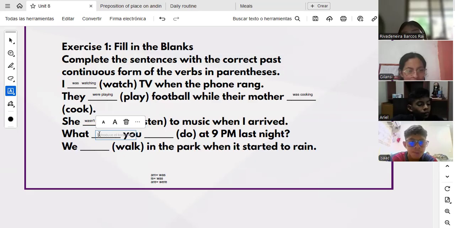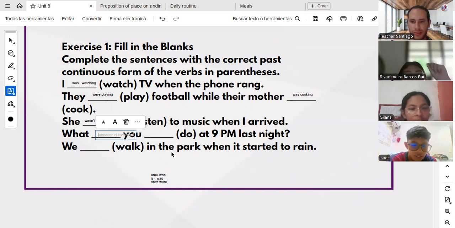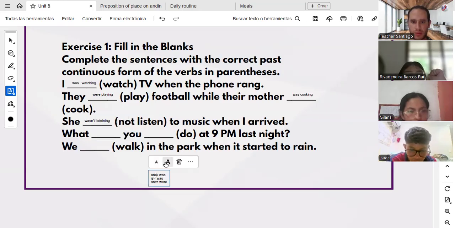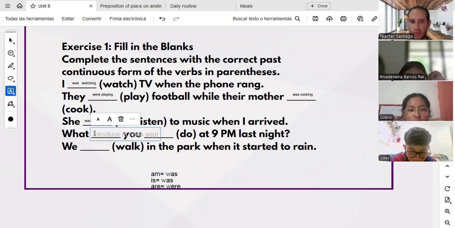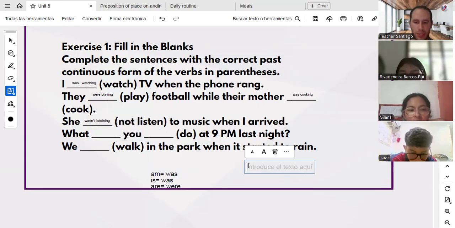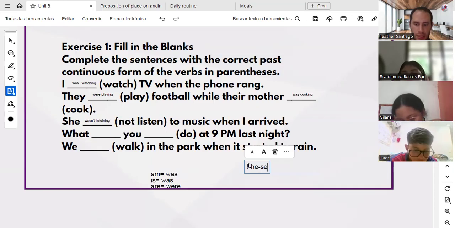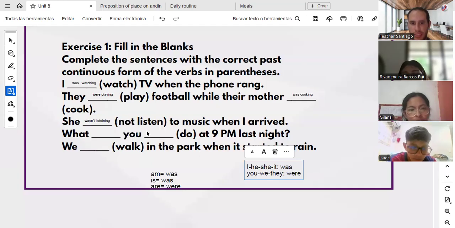So this is a question. We start with the verb to be, right? So, I, he, she, it: was. You, we, they: were. Okay, with these pronouns, this one, we use was, right? And with you, we, they, we use were. So in this case, we use were.